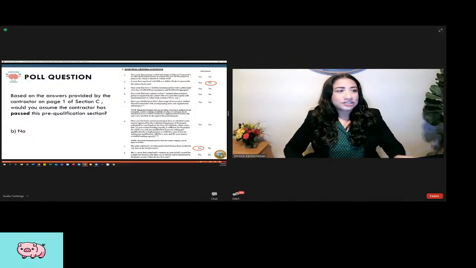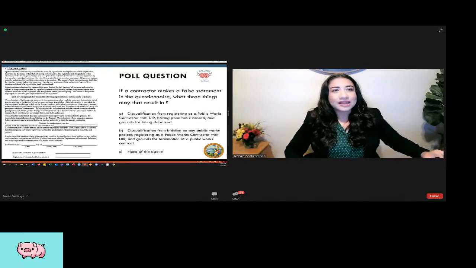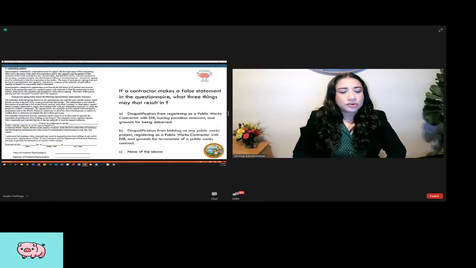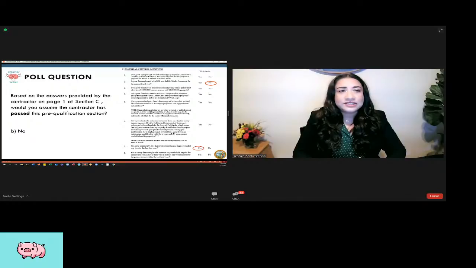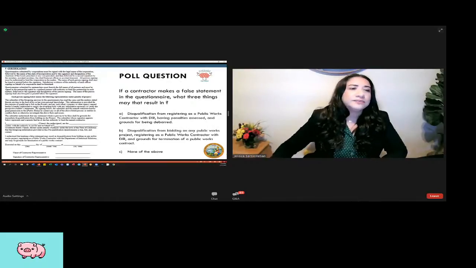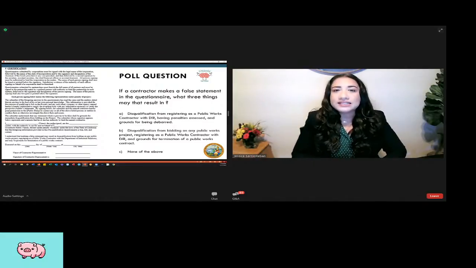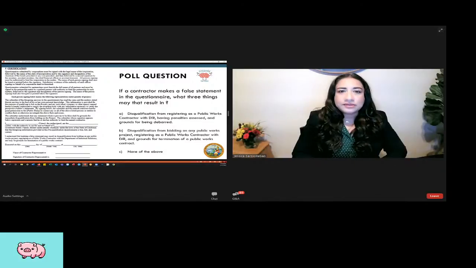The next poll question, next slide, is based on section F of the questionnaire, which is the certification page. And this certification page would be signed by the contractor upon completion of the questionnaire. They would be signing this under penalty of perjury. So based on the information provided on the certification page you see here, if a contractor makes a false statement in the questionnaire, what 3 things may that result in?